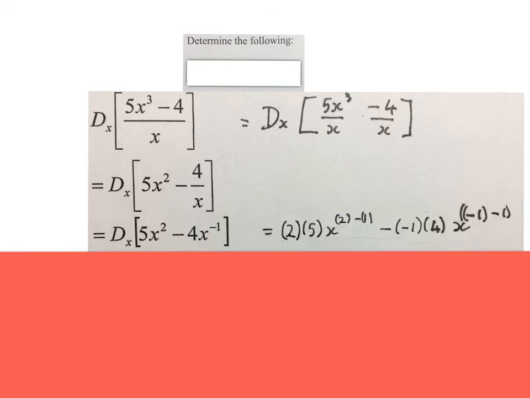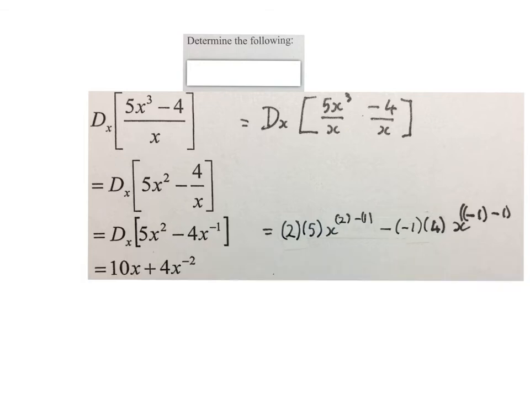You take the thing in the air times the thing in front, minus 1 in the air, like I wrote here. Take the thing in the air times the thing in front, minus 1 in the air, like we did here. Then our final answer is 10x plus 4x to the power of minus 2. That's your derivative. Please stop the video and look at this problem.